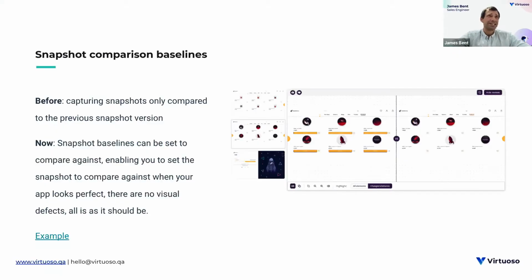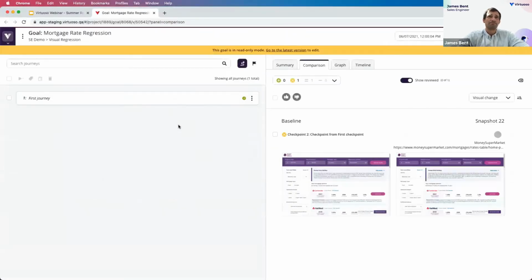So the first, snapshot comparison baselines. Previously, when taking snapshots, you could only compare to the previous snapshotted version. But what we've done now is update it so that you can create snapshot baselines, which effectively means that when you have your application in the most perfect state, you can create a snapshot, baseline it, and then whenever you take a subsequent snapshot, you can compare back to that baseline. To give an example of that, if we jump across.